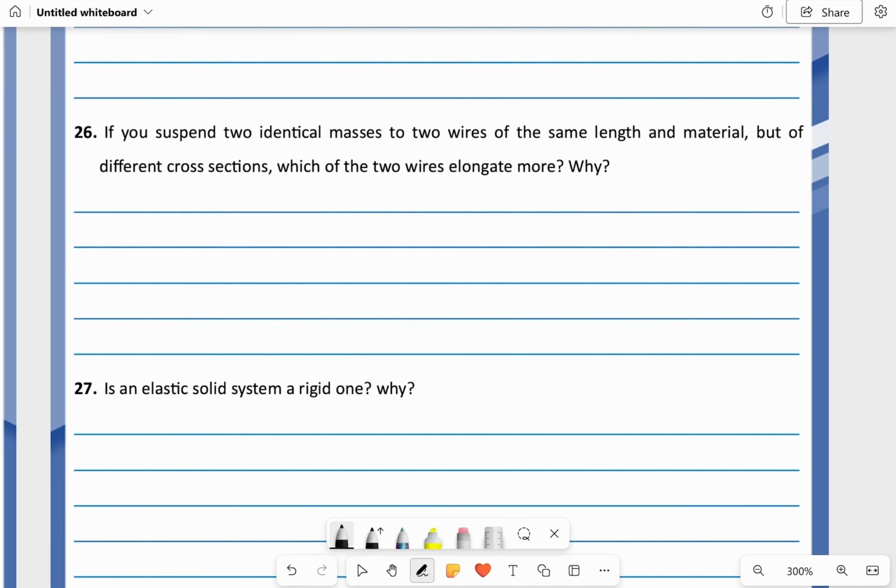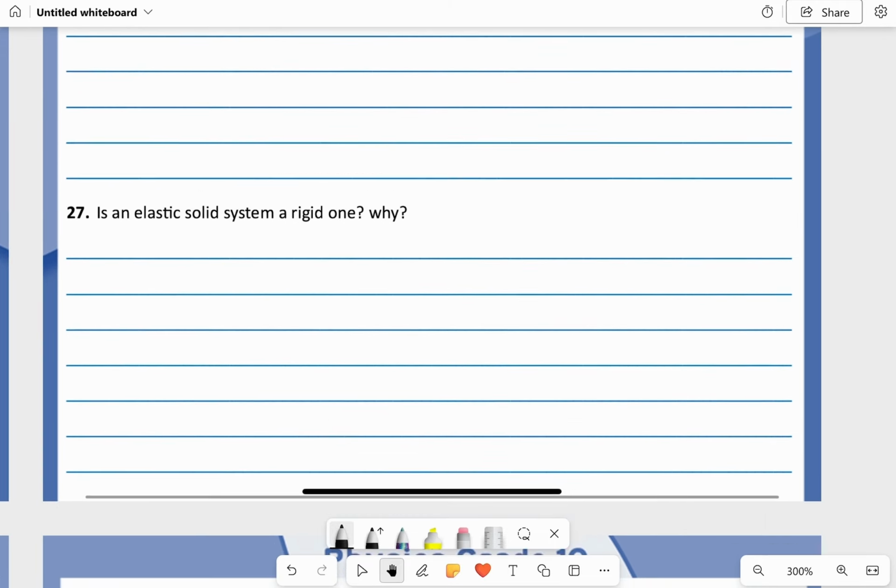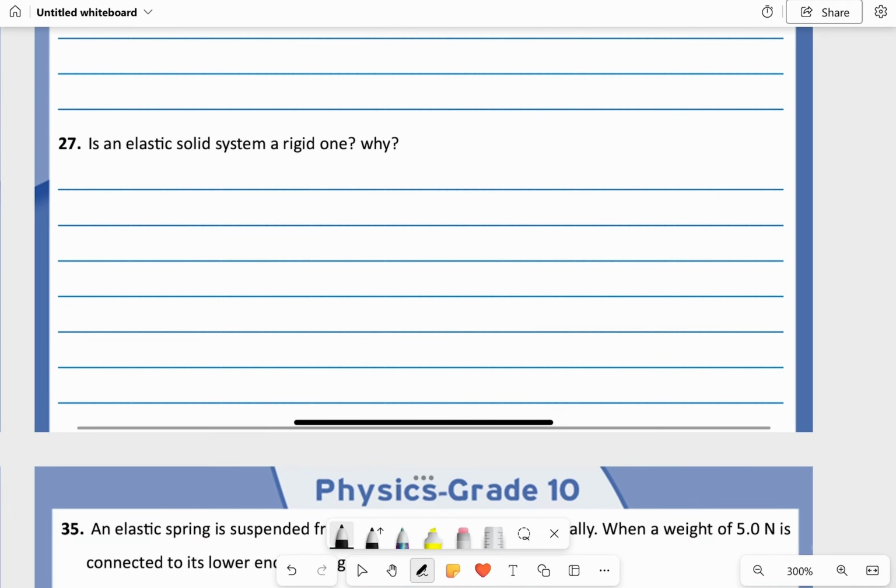If you suspend two identical masses to two wires of the same length and material, but of different cross-section, which of the two wires elongate more? The wire with a greater cross-section is going to elongate less, okay? Or you can put it this way, the wire that has less cross-section is going to elongate more, okay? We studied the factors affecting the elongation of a wire. You had the radius of the wire, you had the length of the wire, you had the type of the material, and so on.